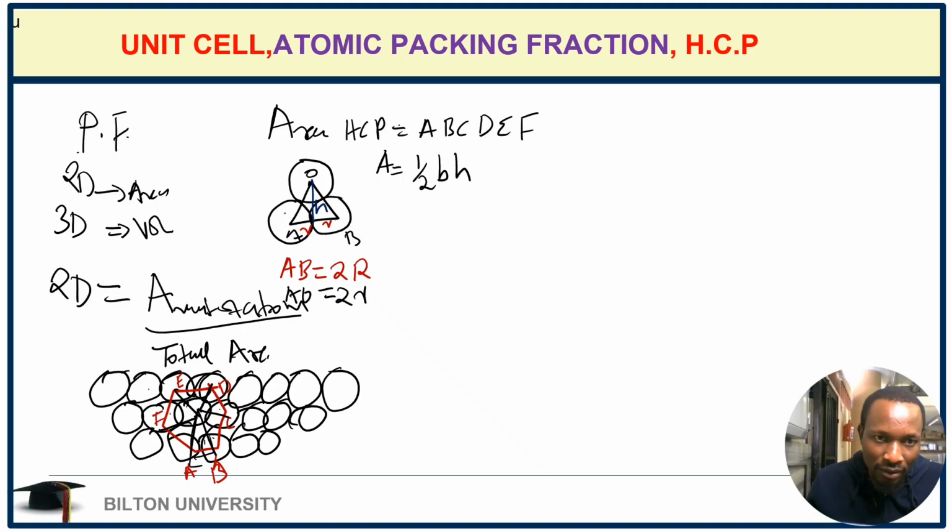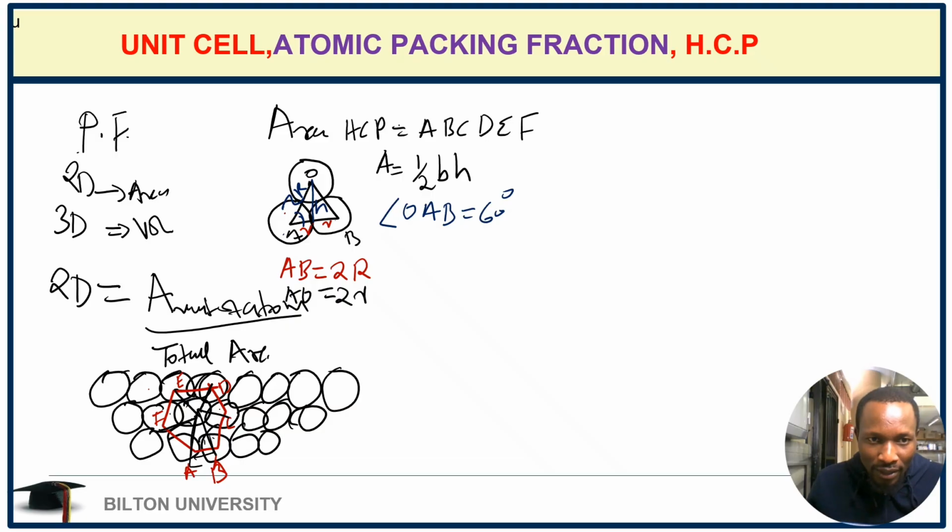Remember AO is 2R, and in this triangle the 3 sides are equal, and therefore let's say angle OAB is equal to 60 degrees, because these three angles are equal. This is an equilateral triangle, so all angles are equal, so each angle here is 60 degrees.